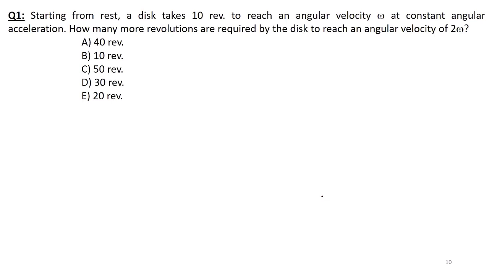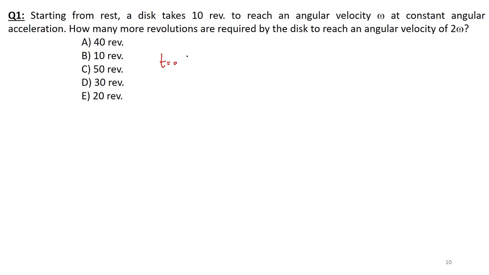Okay, so let's solve this problem here. Starting from rest, a disk takes 10 revolutions to reach an angular velocity omega, with constant angular acceleration. How many more revolutions are required by the disk to reach an angular velocity of 2 omega? Okay, so this is, I gave this as a quiz 2 years ago, I believe. So let's just write the data of the problem.